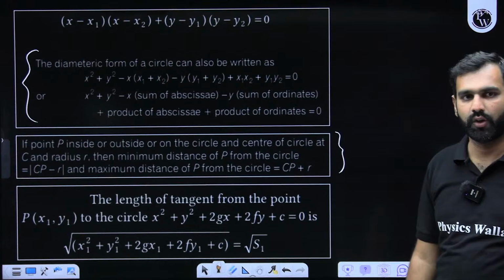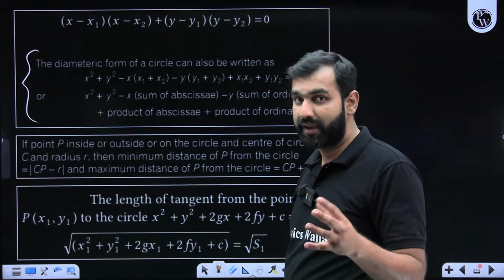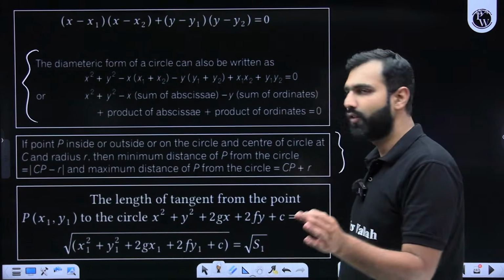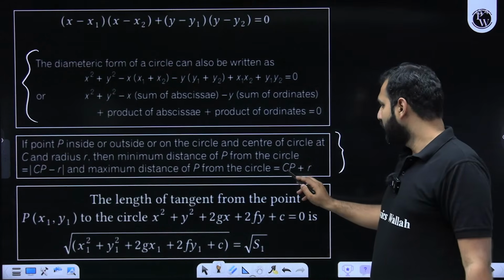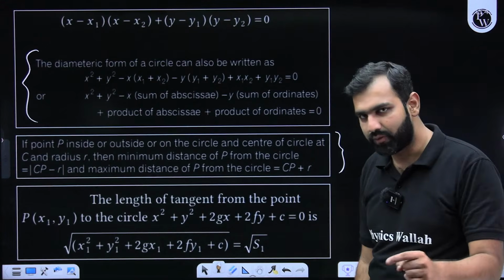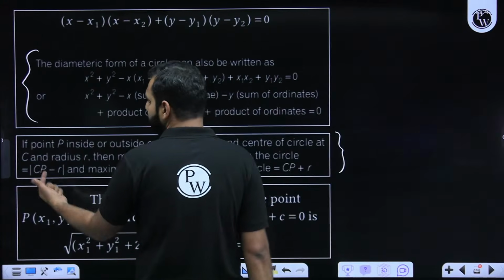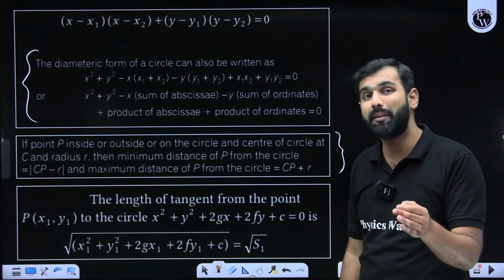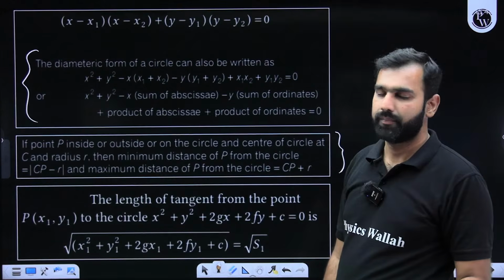Here, this is basically a formula for when any point is given, either on the circle, in the circle, or outside the circle, and its minimum and maximum distance from the circle is needed. Then the formula is simple. The distance between the point and the center of the circle plus r will be the maximum distance of that point from the circle. The distance of the point from the center of the circle minus r, you take the modulus of it, will be the minimum distance of that point from the circle.